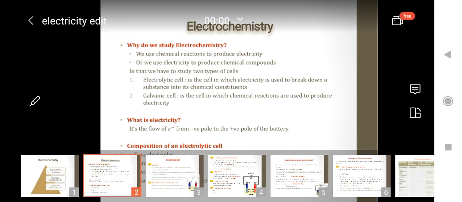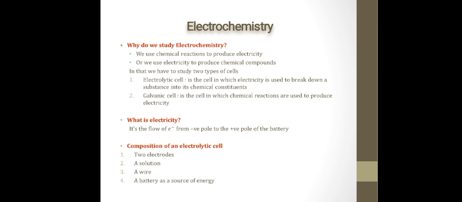The first cell is the electrolytic cell, and it is defined as the cell in which electricity is used to break down a substance into its chemical constituents. The second cell is the galvanic or the voltaic cell, and it is the cell in which chemical reactions are used to produce electricity. And now, what is electricity? Electricity is defined as the flow of electrons from the negative pole to the positive pole of the battery.